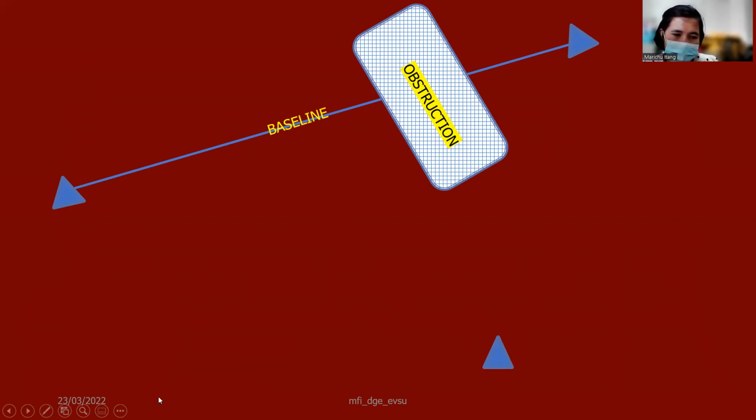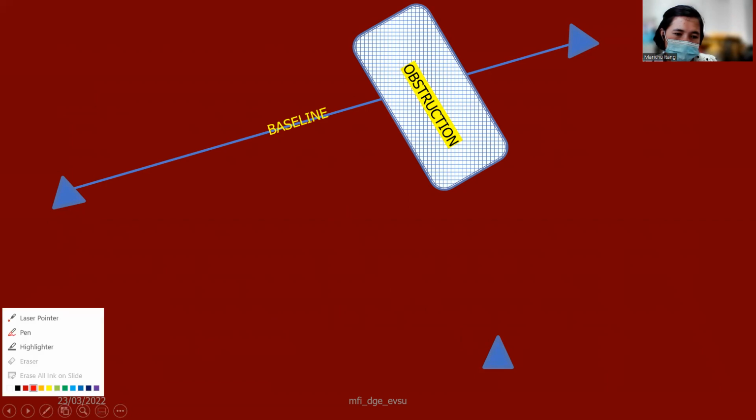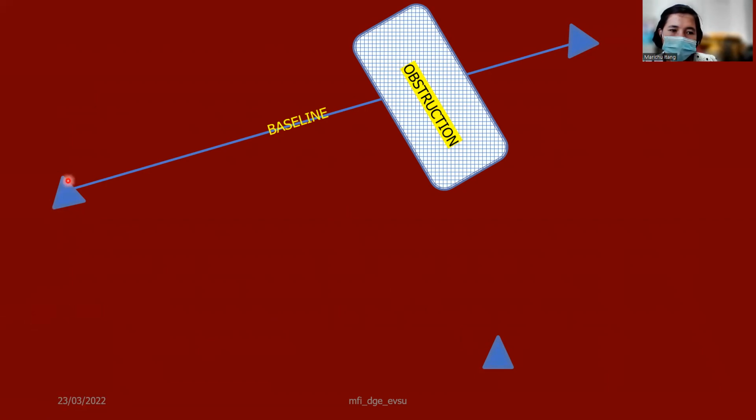So the eccentric station depends upon which station you are going to eccentric for. For example, this is the true station, so it should be adjacent. So this one is adjacent to our true station. So for example, if you want to see the other station too but there is an obstruction, then you can establish another point. So this is now our eccentric station.